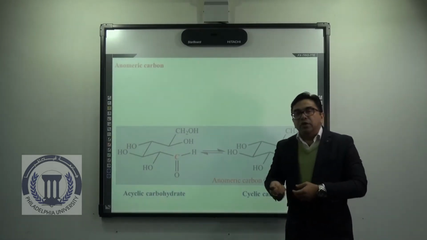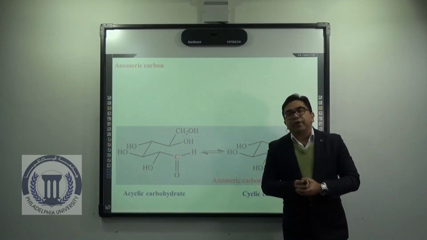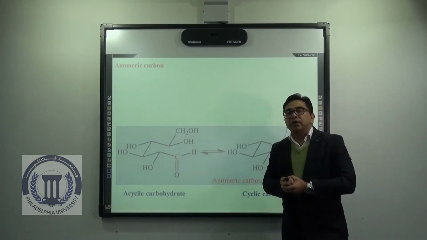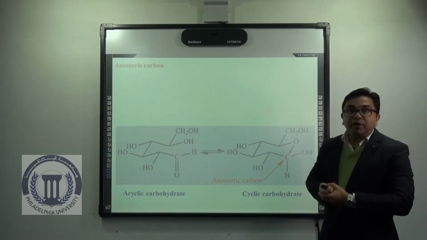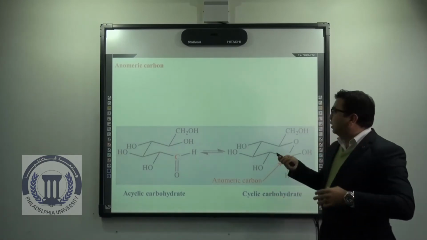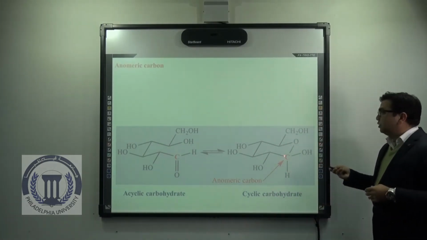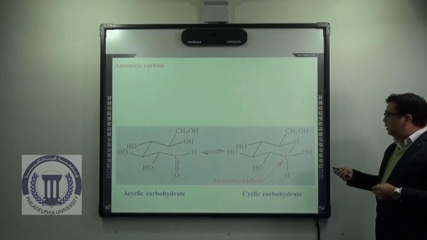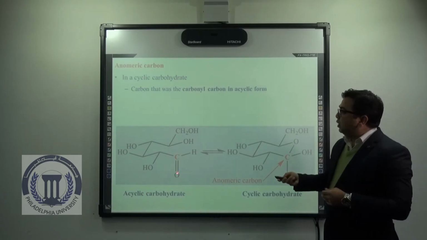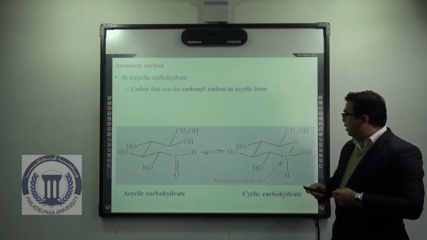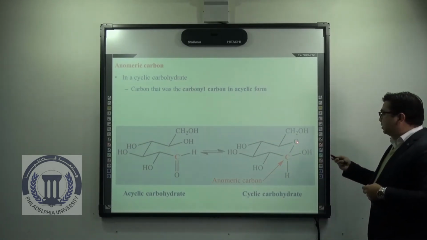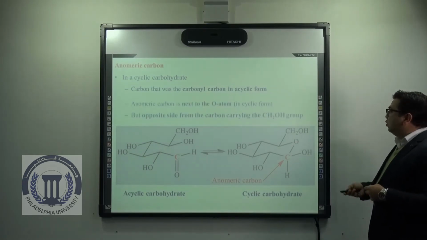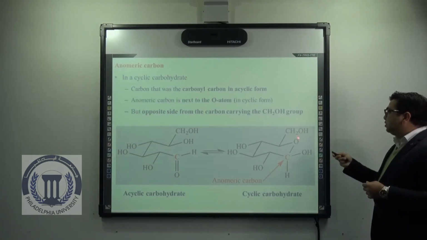Now we would like to recall a little bit about the chemistry of anomeric carbon. I am sure that you might have studied it in your chemistry or phytochemistry. So anomeric carbon, we use this term in cyclic carbohydrate. In cyclic carbohydrate, it is the carbon that was originally the carbonyl carbon in acyclic form, and it can be found just next to the oxygen atom but opposite to the carbon carrying the CH2OH group.